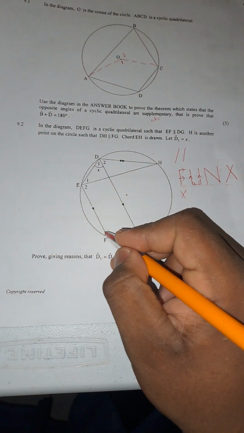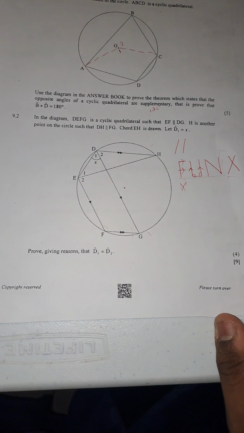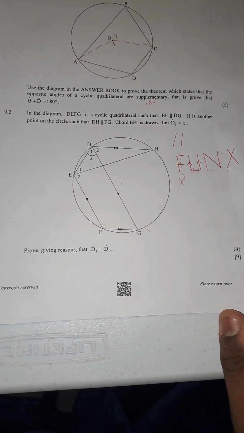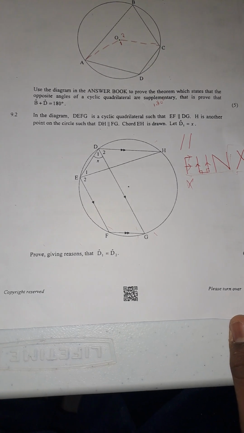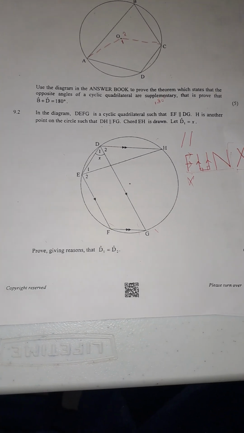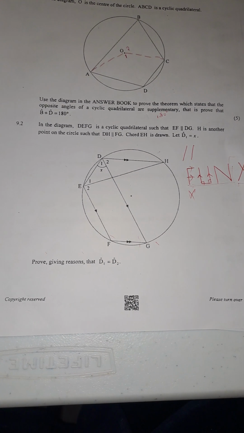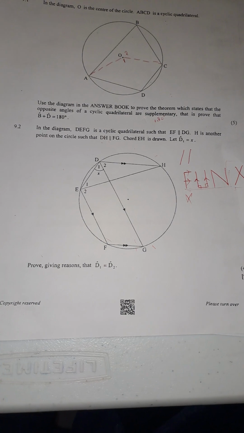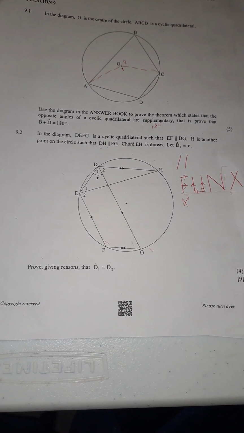So it means these ones are equal. These are co-interior angles, as I just told you right now. Okay. Now, what does it mean when they're saying a co-interior angle? It means they are adding up to 180. Is it okay now?